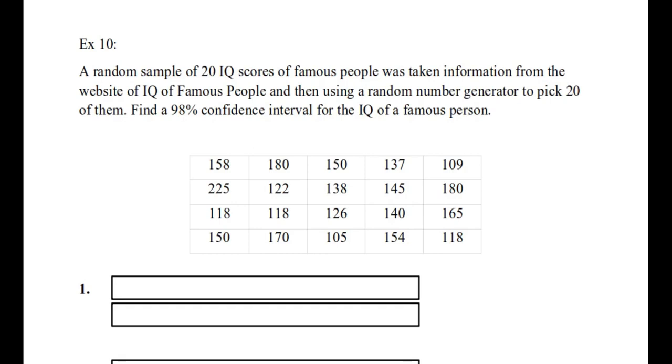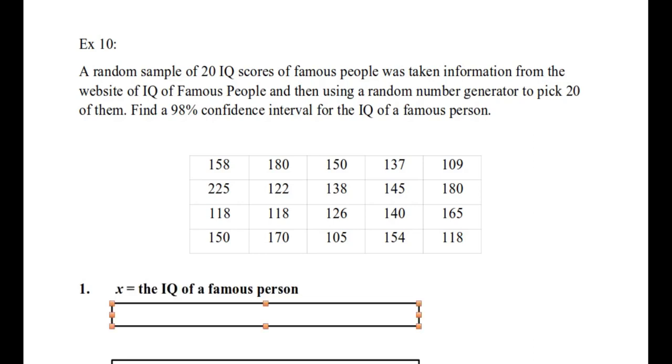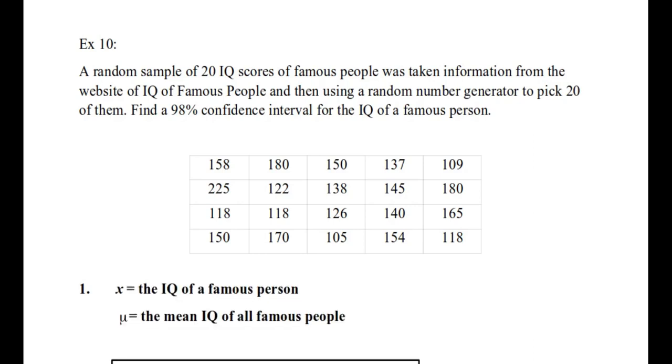And so the first thing we do is we say what the random variable here is. So X is the IQ of a famous person. We're interested in the population mean. That is the average IQ of all famous people. So we want to use a sample to make a claim about the population. So we've got 20 of these X's, of these random variables. That's our sample.